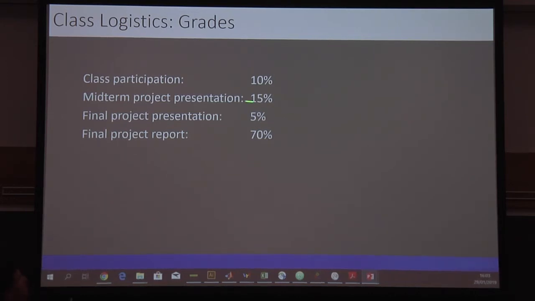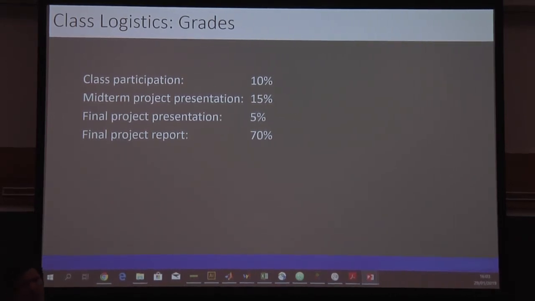Grades. So 10% will be about class participation. I know that people have been extremely shy today. Maybe it's because of my accent. I hope that in the future people will participate more.